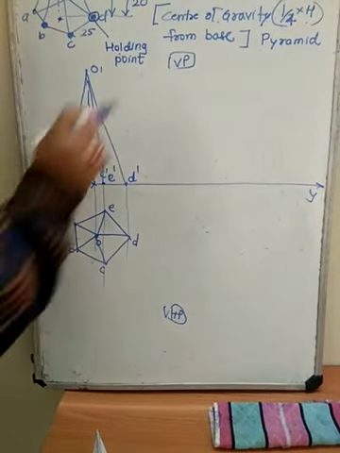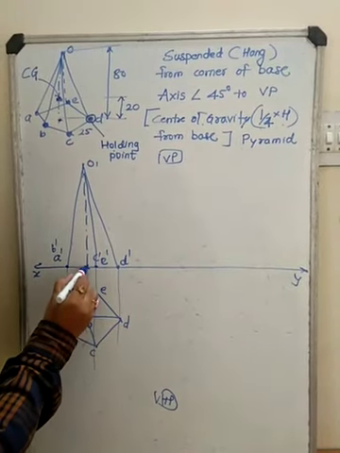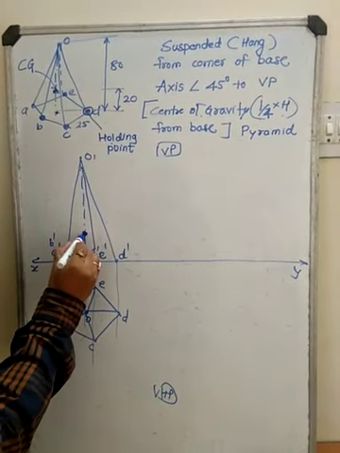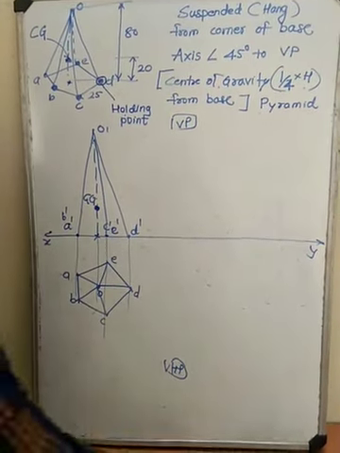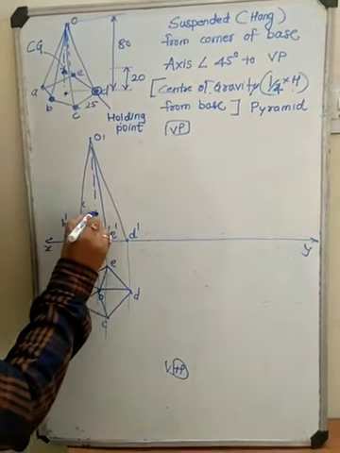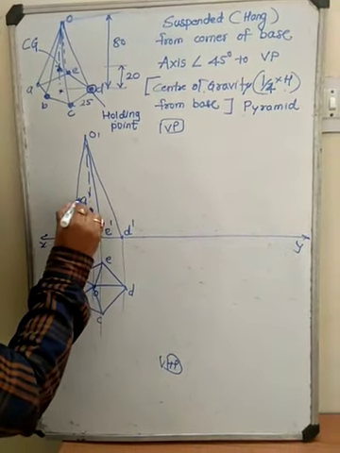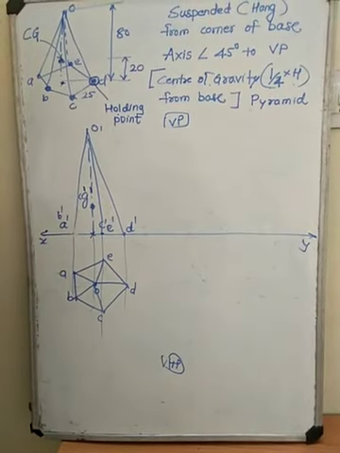Now again you have to mark here the CG. You know the CG is on the axis, 20 mm away from the base. So this is the CG, and I will name it G dash. G dash is the CG.